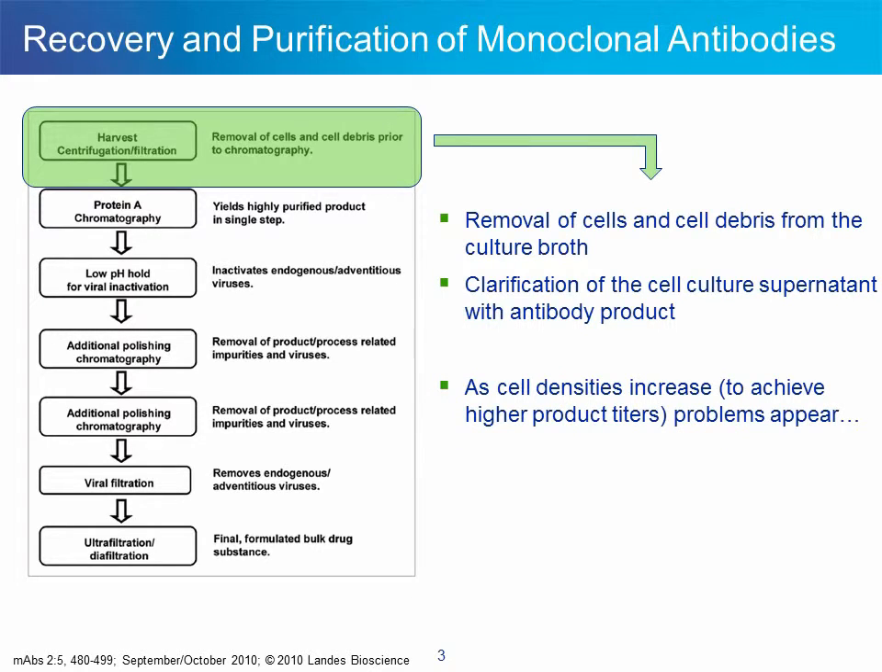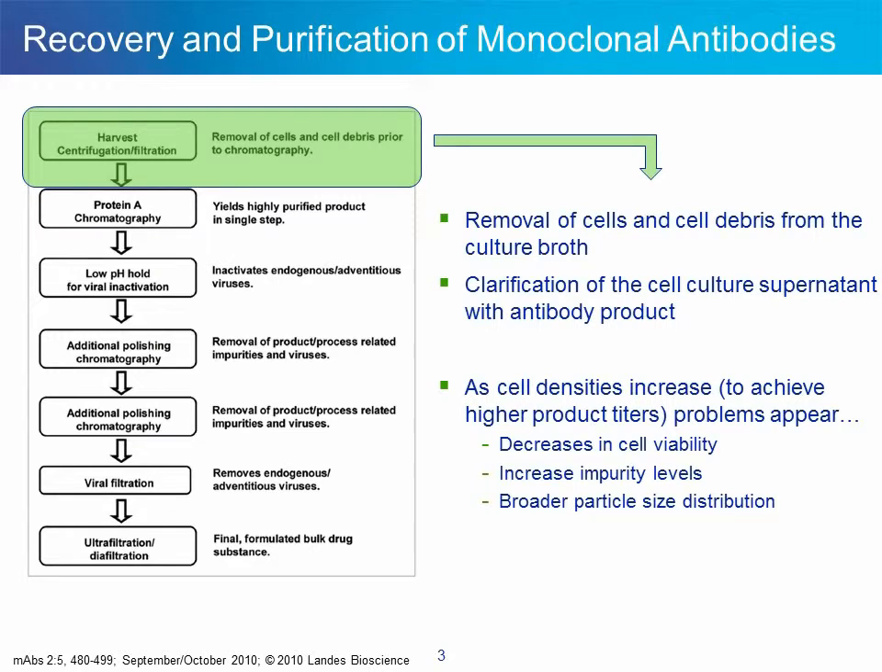One thing to consider that is happening in the industry is that cell densities are increasing in bioreactors, typically in order to achieve higher product titers. But along with this increase in cell density, well-documented problems begin to appear. These include decreases in cell viability, potentially an increase in impurity levels moving through the supernatant, and broader particle size distribution, which can cause separation and clarification issues, and ultimately an inability to separate the cell suspension itself, or if not an inability, certainly a lot of difficulty surrounding that separation step.